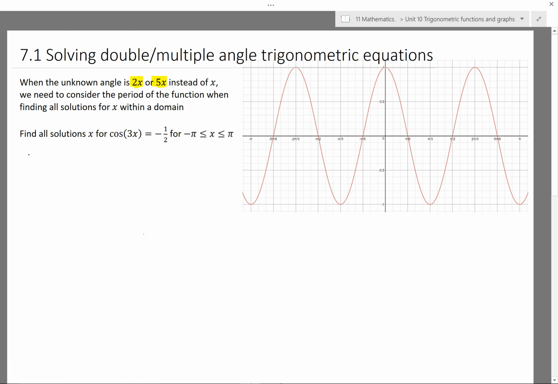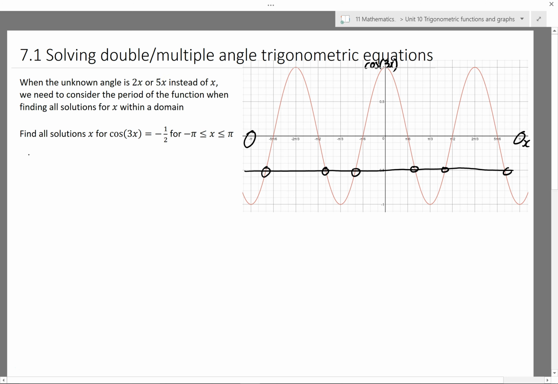If I look at my graph to the right, this is x versus cosine of 3x. I can find all the places where cosine 3x equals minus a half by drawing a horizontal line at minus a half. And I can see that between minus pi and pi, I'm expecting to get 1, 2, 3, 4, 5, 6 solutions. So let's go ahead and try and find those solutions.